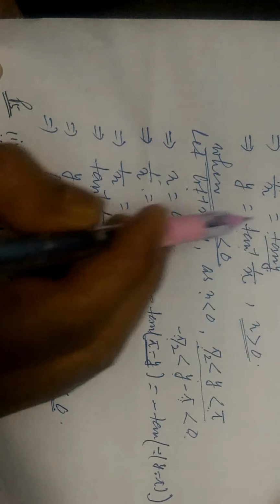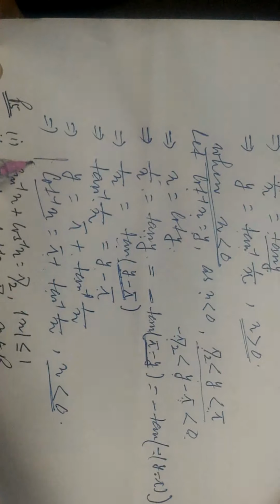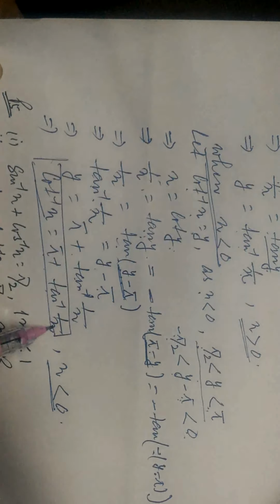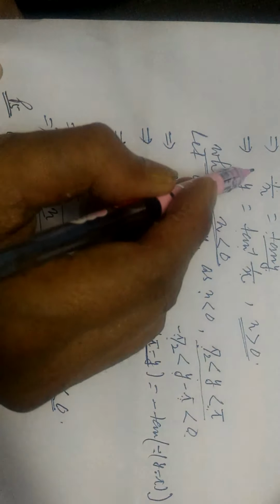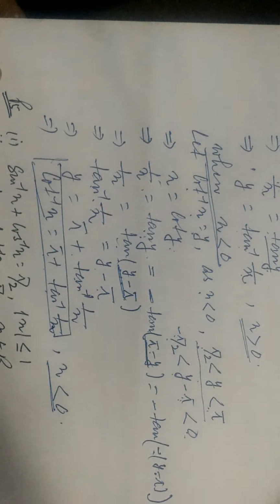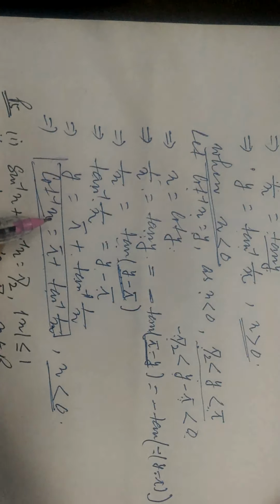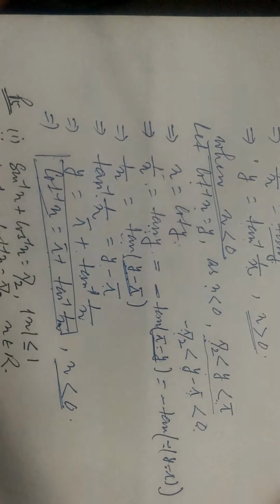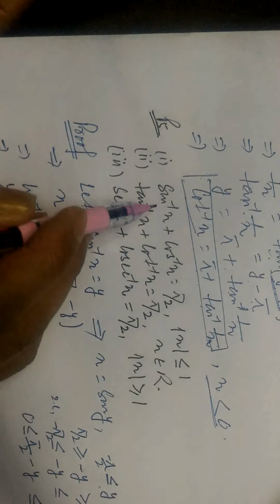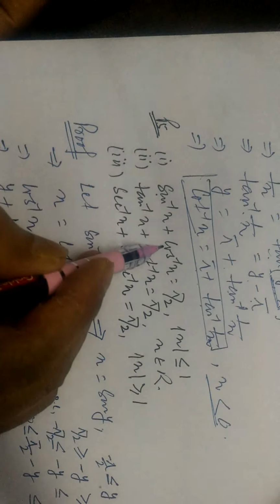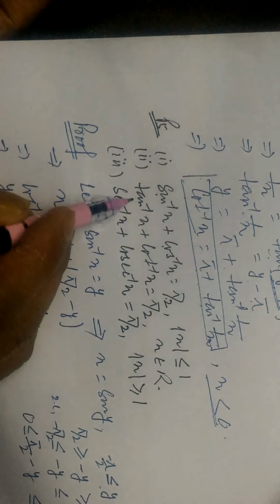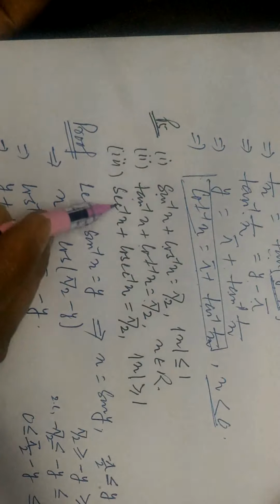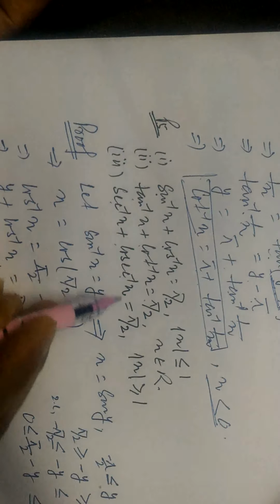This is an important property you must remember, for positive what we have and for negative what we have. For positive we write cot inverse x as tan inverse 1 by x, and for negative we write cot inverse x as pi plus tan inverse 1 by x. And a very important, very commonly used property: sin inverse x plus cos inverse x is pi by 2. On the same line, tan inverse x plus cot inverse x is pi by 2, and sec inverse x plus cosec inverse x is pi by 2.